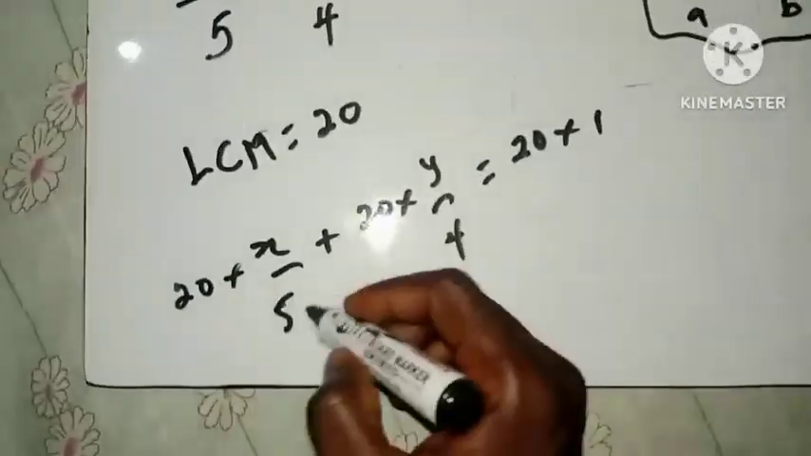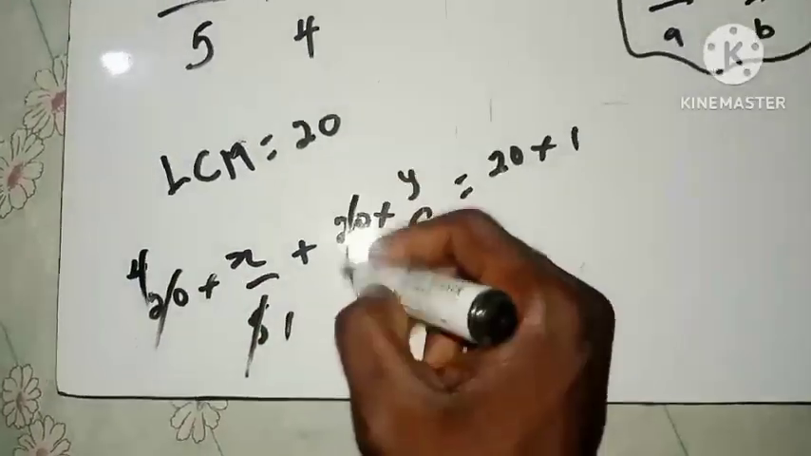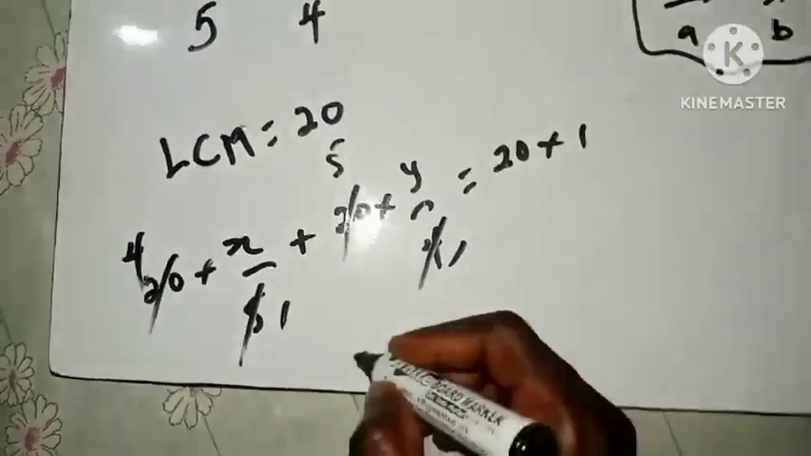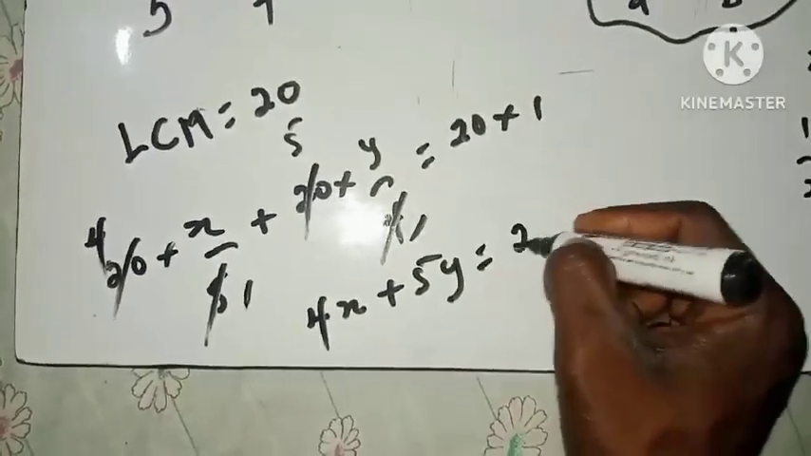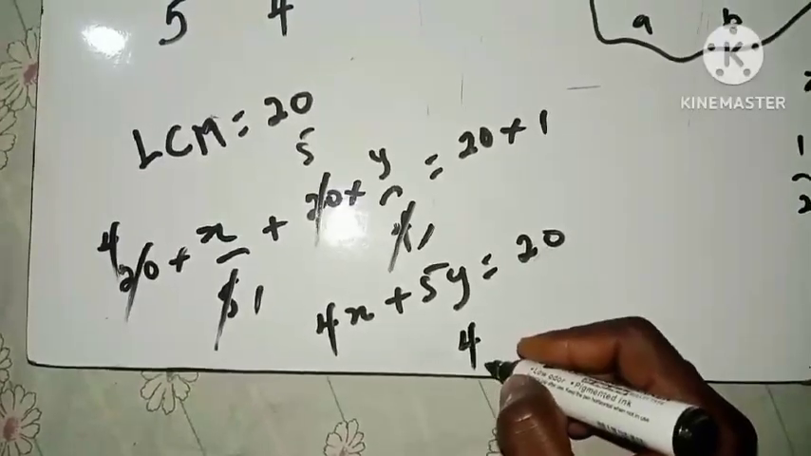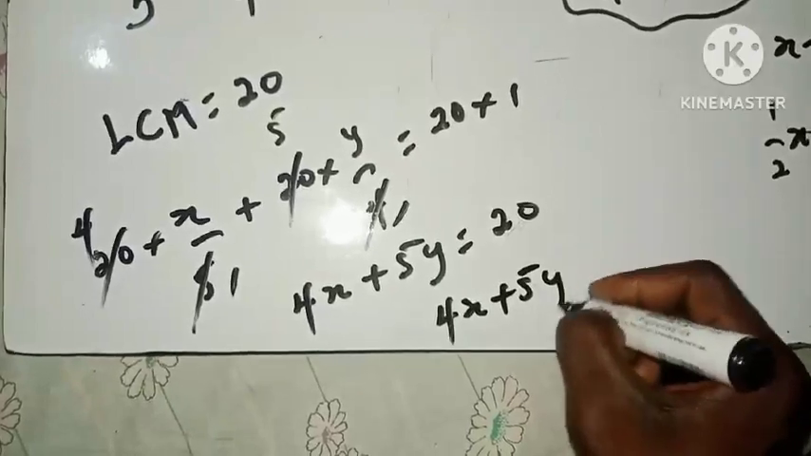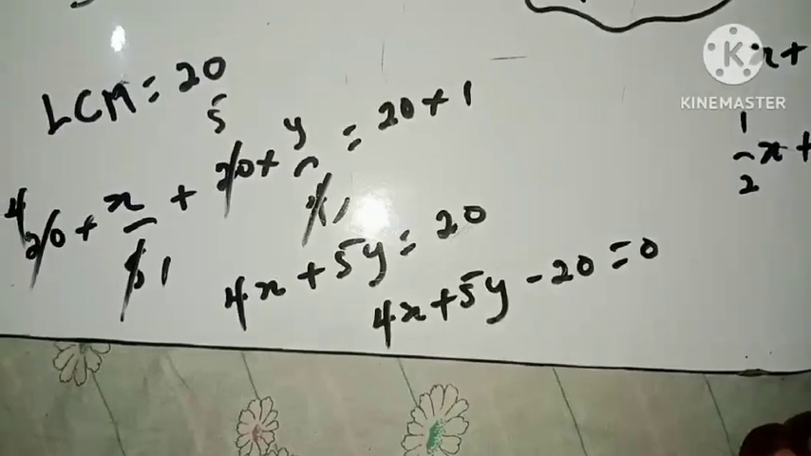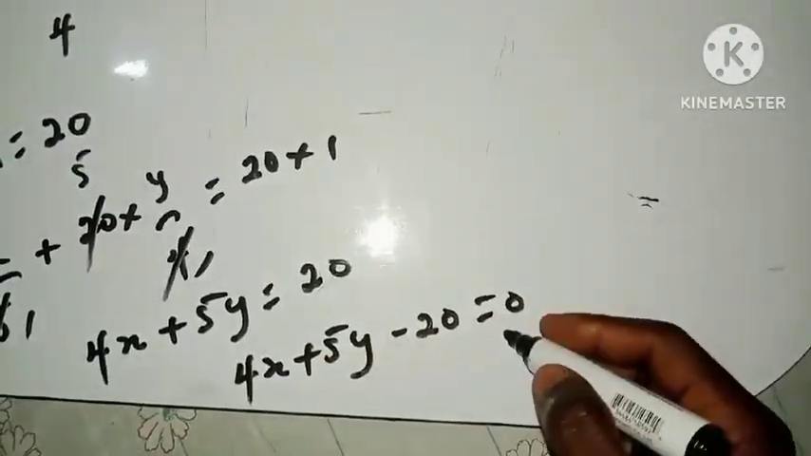Okay, so here what are we going to do? Here 20 divided by 5 goes to 4, this one 1, and then here is 5. So here we have 4x plus 5y, everything equal to 20. So what are we going to do here? Send everything to the right hand side of the equation. So you have 4x plus 5y minus 20, that's equal to 0. If you're able to get up to this point here, it is correct.